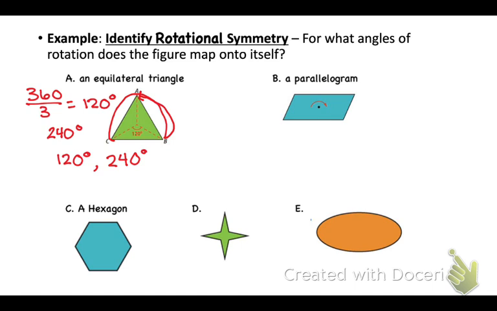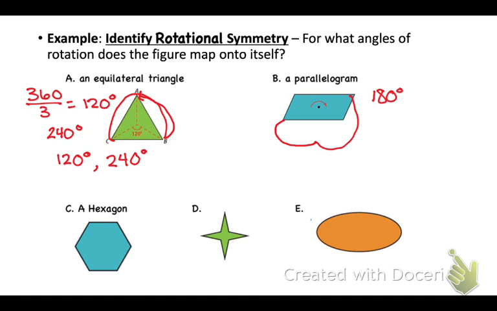Okay, a parallelogram. Now this one says it's going clockwise, but it really doesn't matter. I'm going to turn it and get it right back to itself. How much am I going to have to turn it? Well, 90 would be here. I need to go to 180. And 180 is it. I stop because 180 plus 180 is 360.